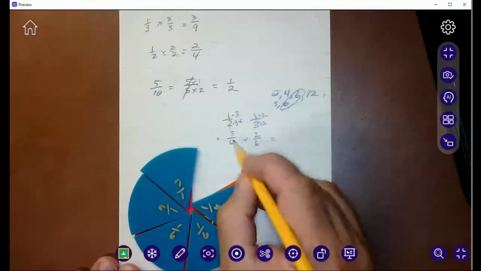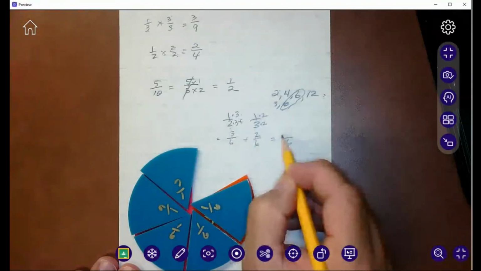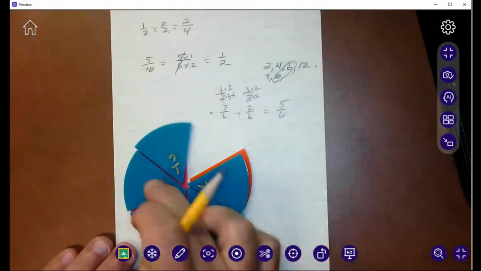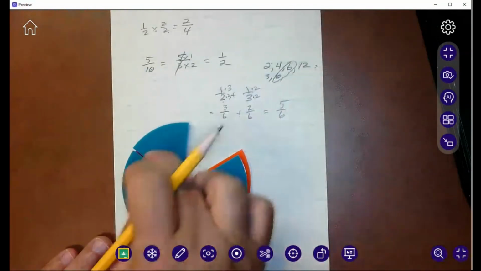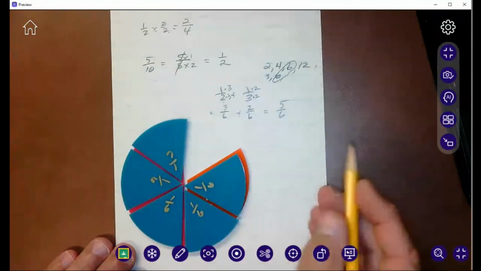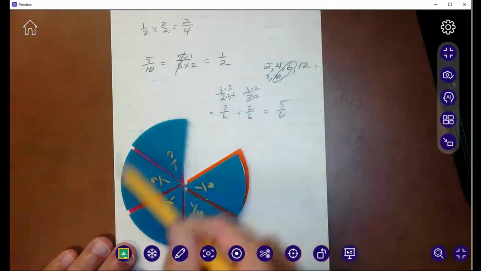Now we can add those together because the denominators are the same. And 3 plus 2 is 5. And you can see that I have 5/6. 1, 2, 3, 4, 5. Okay, so here's what's happening visually.